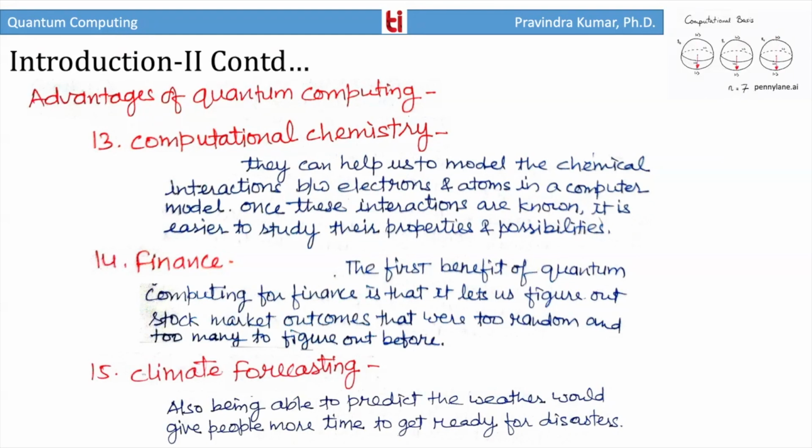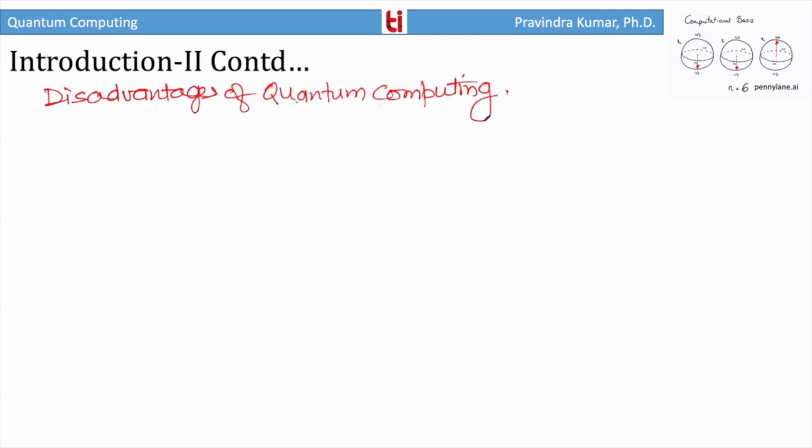In USA, the weather has a direct or indirect effect on near 30% of the GDP. In India, it is 18%. This would also be able to predict the weather, with which people will get more time to get ready for disaster. Now we come to the disadvantages of quantum computing.